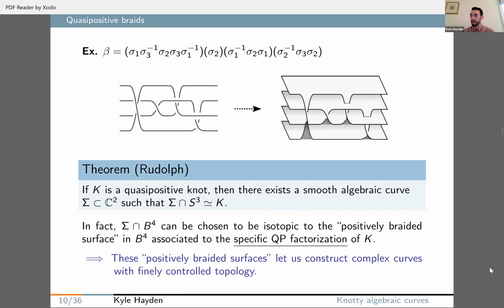Okay. And so part of why this construction is so useful is that it's relatively easy to control the topology of these braided surfaces, and then Rudolph's theorem promotes them to actual pieces of complex curves. So you get fine control of topology, yet you also get this amazing, really rigid geometry of them being realized as pieces of complex curves. This is going to be the toolkit that we need to construct our surfaces. So any questions about quasi-positive braids or the factorizations or the surfaces?